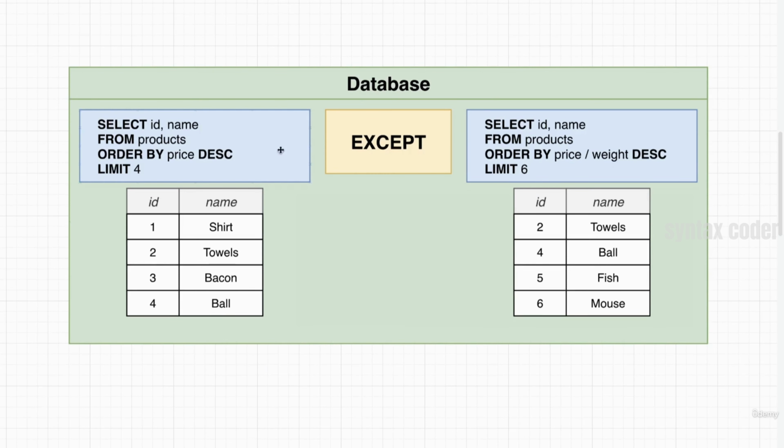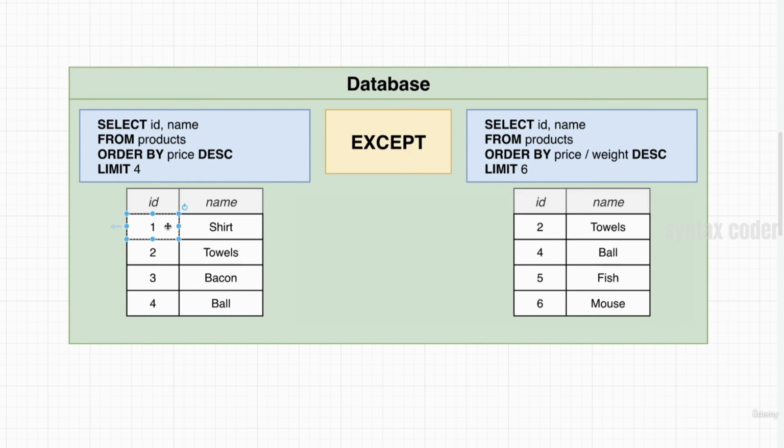All right, so in this diagram, we've got the result of one query on the left-hand side, and then the result of another query on the right-hand side. And we're going to apply except to the results of these two queries. So with except, we're going to take a look at every single row on the left-hand side.